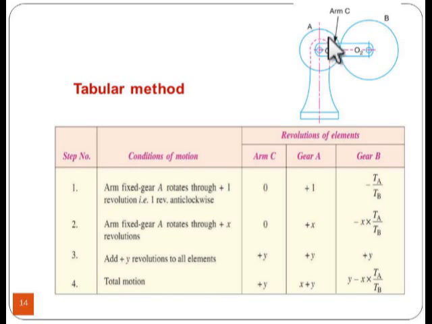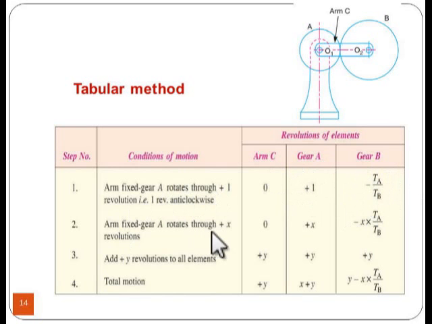Now look here, how is the meshing happening? It is external meshing. So in this case, if this rotates clockwise, the other one is going to be anti-clockwise. As I said in the beginning, in the rule, if it's external meshing, I'm going to give it an opposite sign. So plus is going to become minus here. If it rotates anti-clockwise, the other one is going to be clockwise. So there is going to be a sign change.